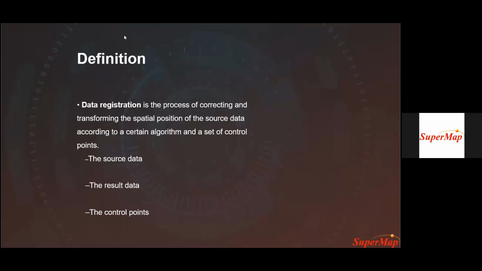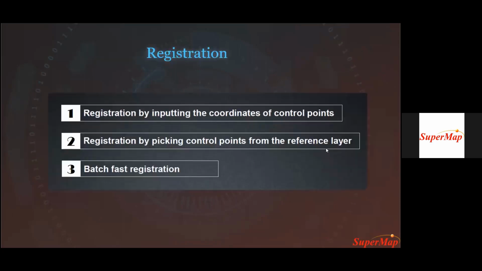In SuperMap, we have 3 different ways to do registration. The first one is registration by inputting coordinates of control points. The second one is registration by picking control points from the reference layer. And the third one is batch fast registration. And for today, we will learn about the second one. So we will do registration by picking control points from the reference layer.